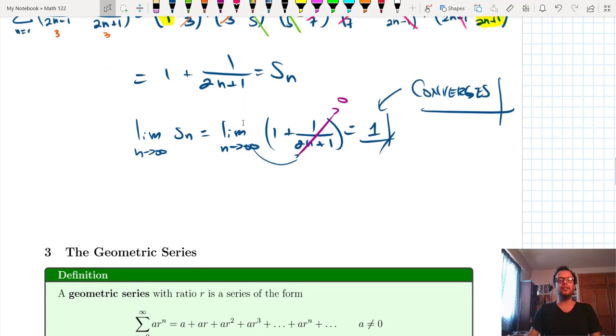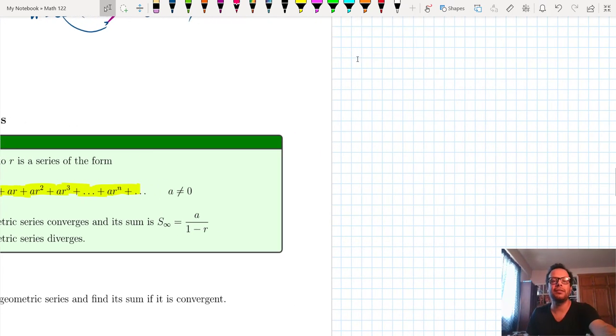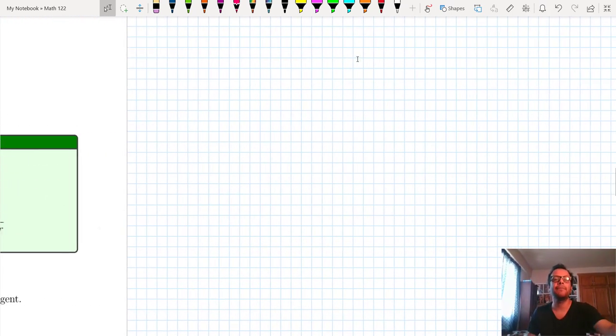All right, let's look at another type of series, the geometric series. So a geometric series with ratio r is a series of this form. Okay, it looks like a lot of terms. An initial term a, and then a multiplied by powers of r for every successive term. But how can we visualize this geometric series? You may have seen this before.